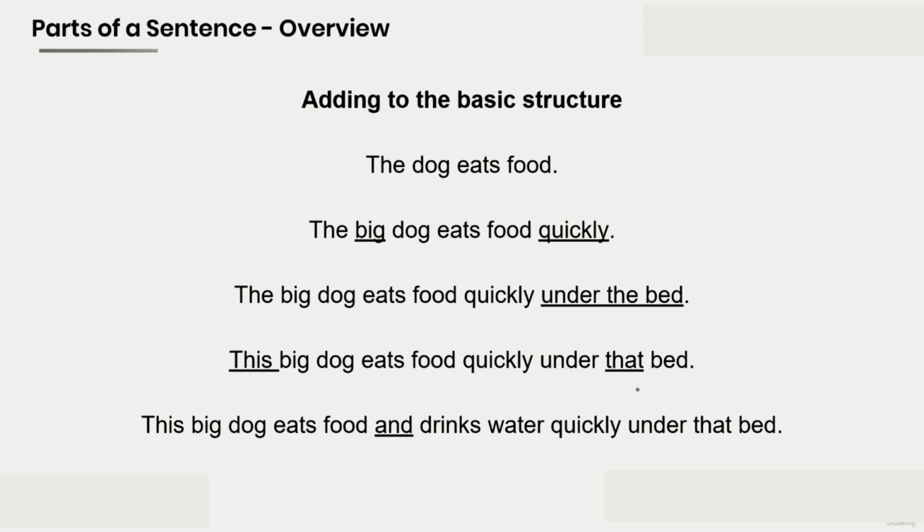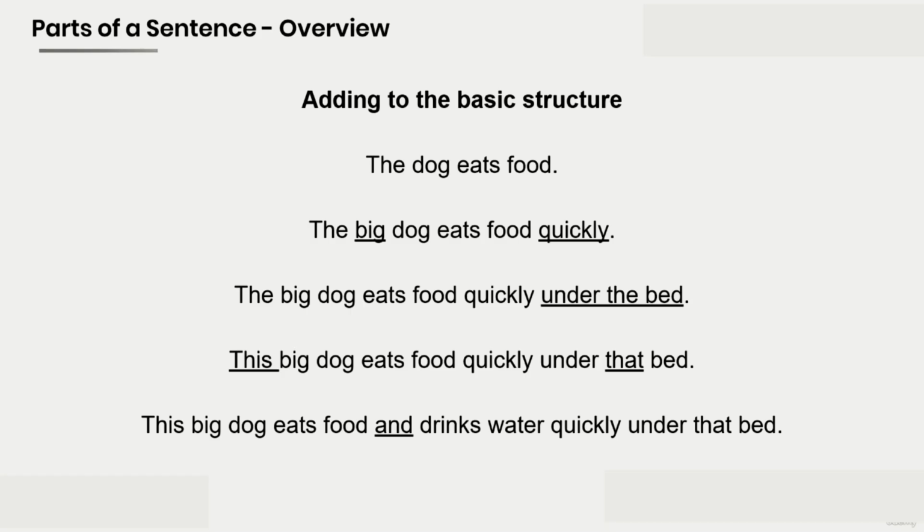We're speaking better English. "This big dog eats food and drinks water quickly under that bed." We're becoming a better English speaker. So now we're very specific. We're adding multiple sentences together. This is what we'll learn in the remainder of this course.